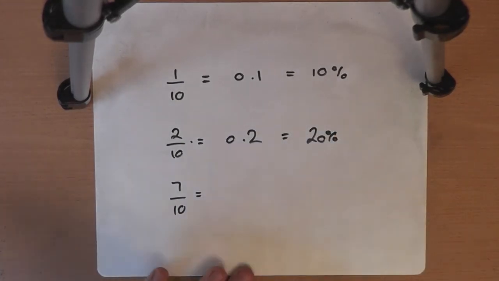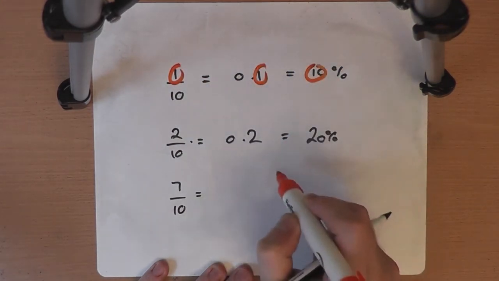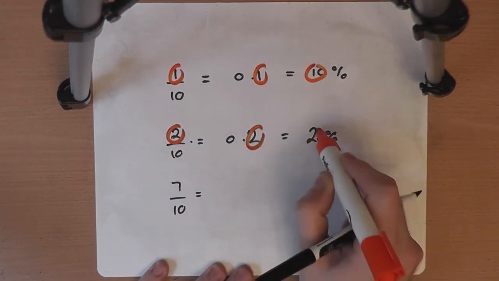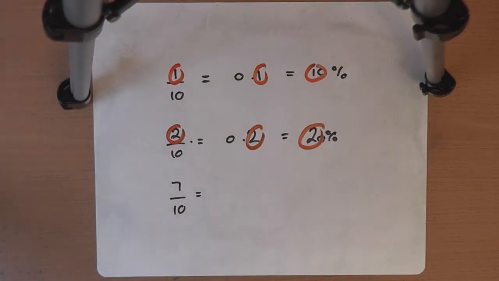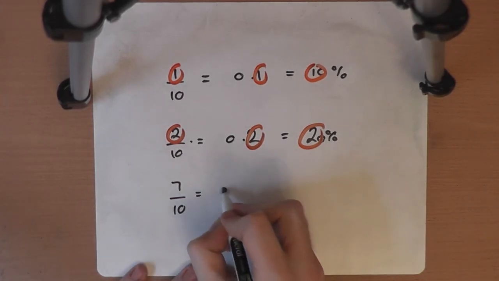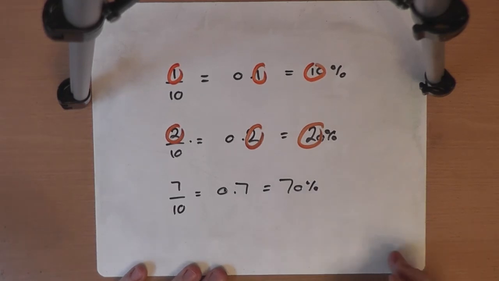And hopefully we're starting to see a pattern here. 1 tenth is 0.1 is 10%. 2 tenths is 0.2 is 20%. We should be able to write down then any tenths information without needing to think too much. 7 tenths, 0.7, 70%. 4 tenths, 0.4, 40%. 5 tenths, 0.5, 50%. 9 tenths, 0.9, 90%. And there's a nice bit of pattern spotting there as well.